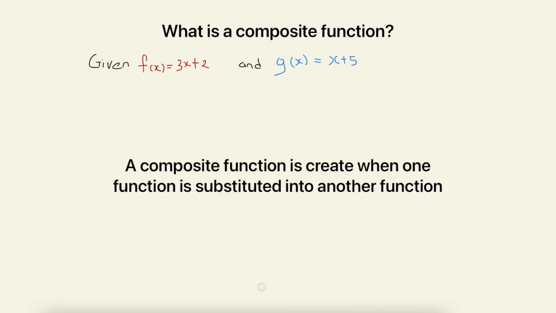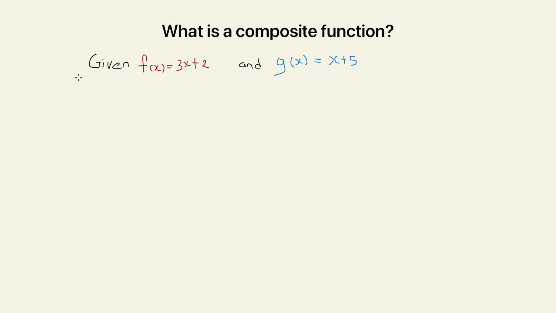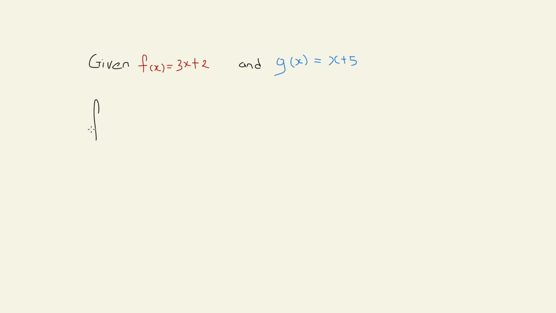A composite function is created when one function is substituted into another, and it is as simple and straightforward as that. Whenever one function is substituted into another, a composite function is created, and this is how you go about writing that as an example.